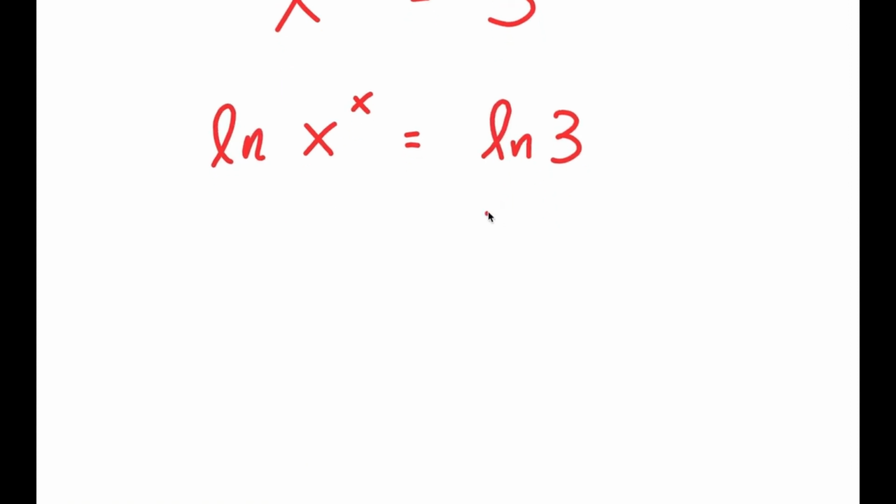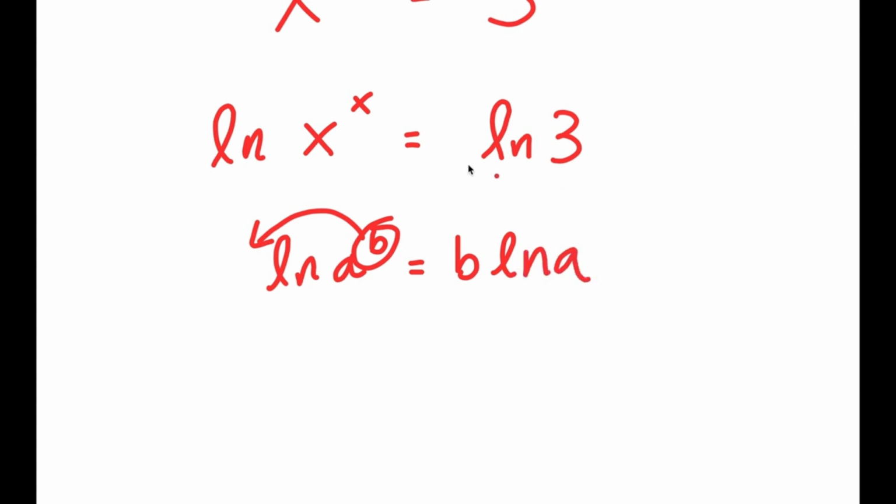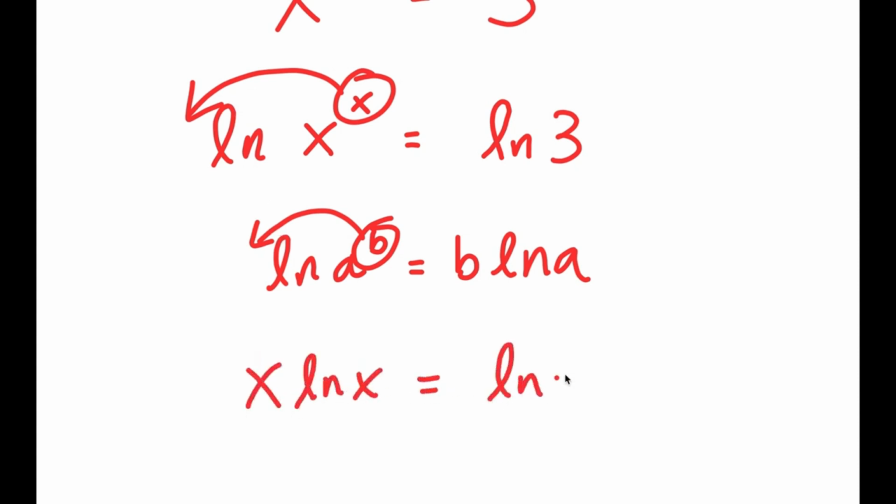Now, an important property of logarithms is that if I have something in the form ln a to the power of b, I can move this exponent b to the front, so this turns into b times ln a. So in this case, I have ln x to the power of x, and I can move x to the front, so I get x times ln x is equal to ln 3.